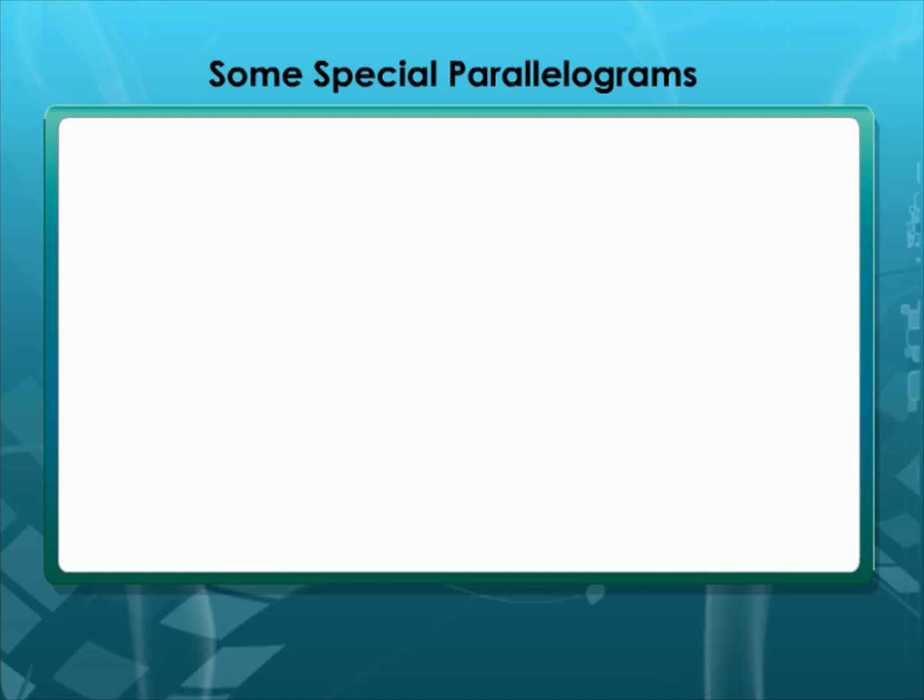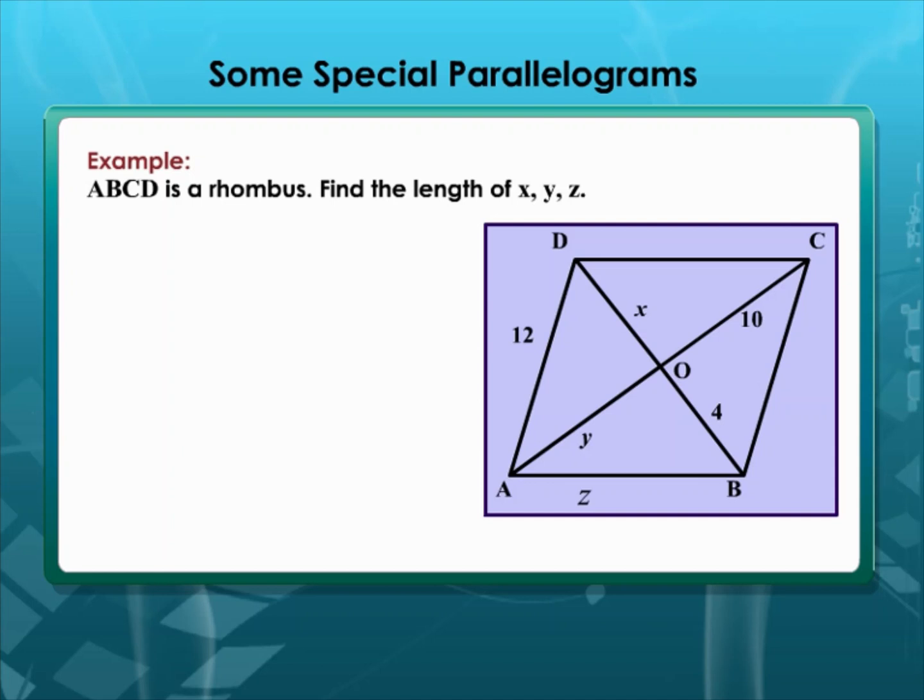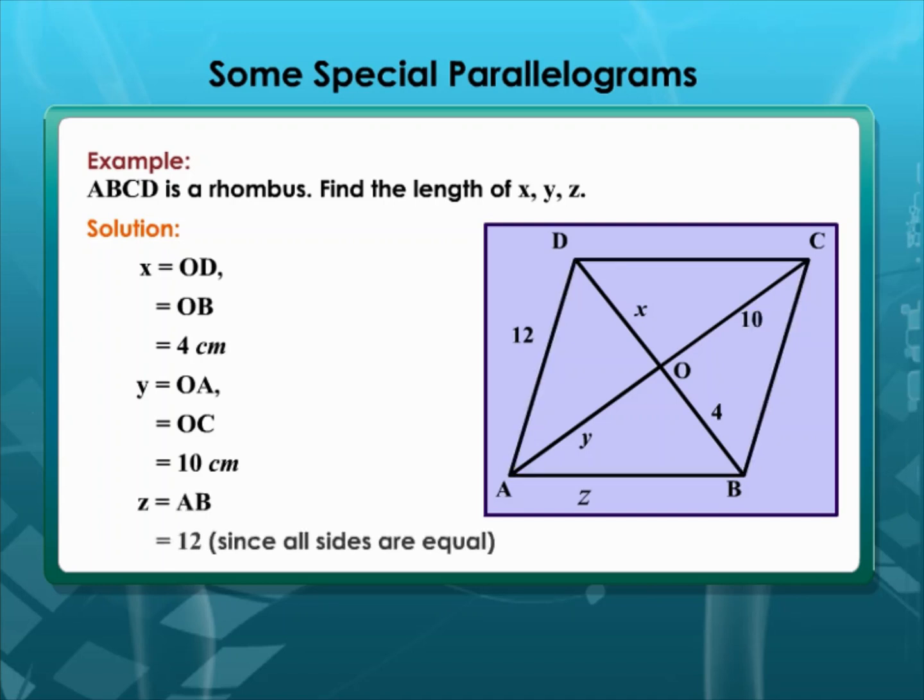Consider the example. ABCD is a rhombus. Find the lengths x, y, z. We know x is equal to OD, which is equal to OB, which is equal to 4 centimeters. Since y is equal to OA, which is equal to OC, which is equal to 10 centimeters. Z is equal to AB, which is equal to 12. Since all sides are equal, here we get Z is equal to 12.